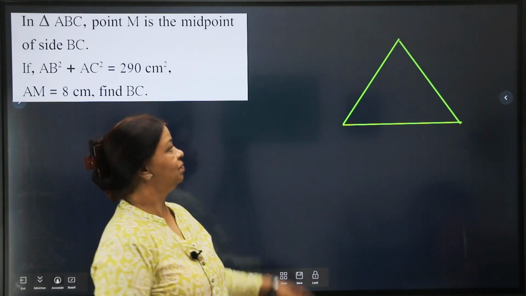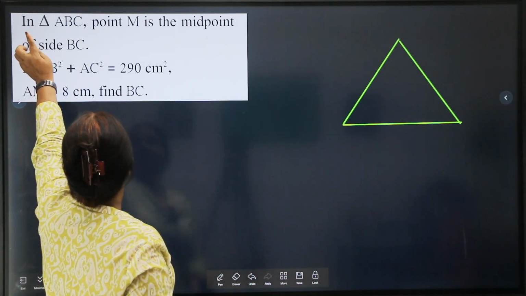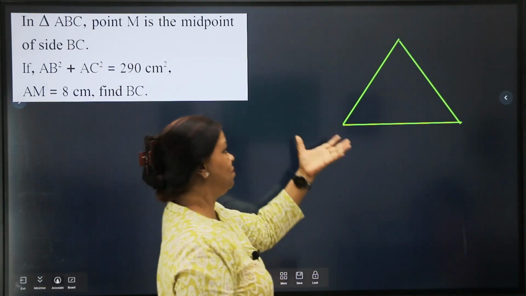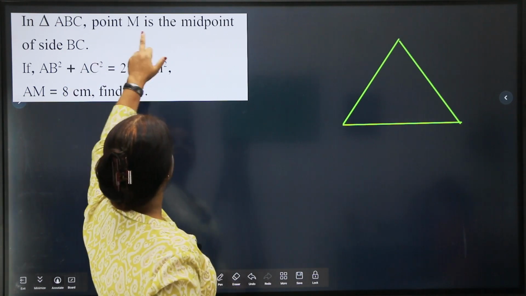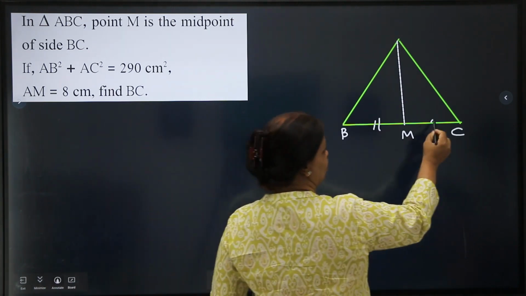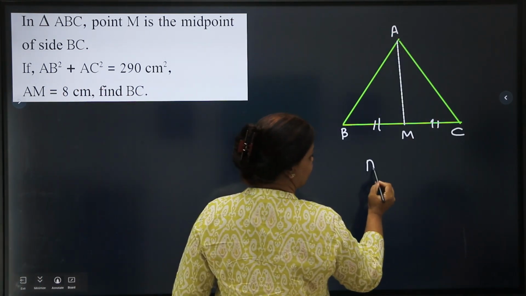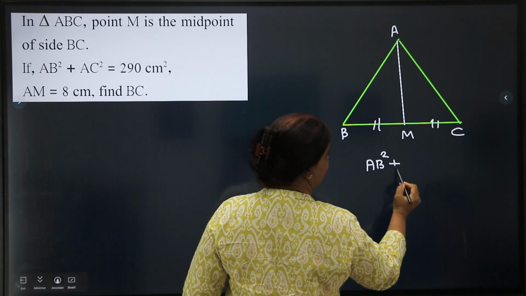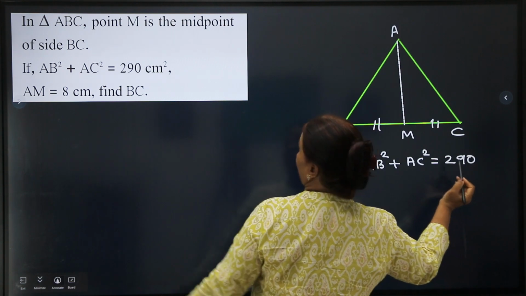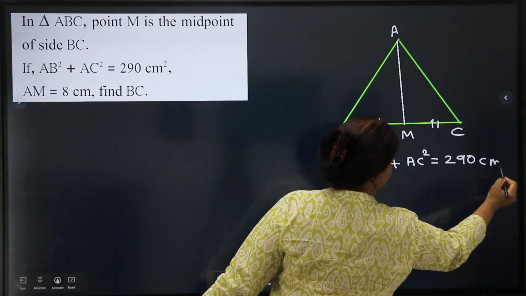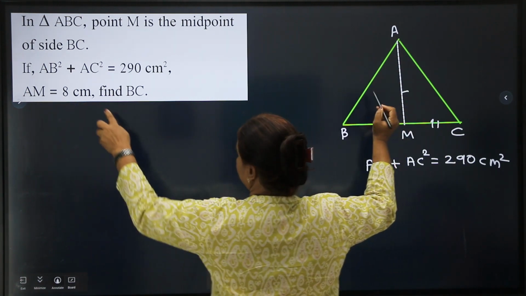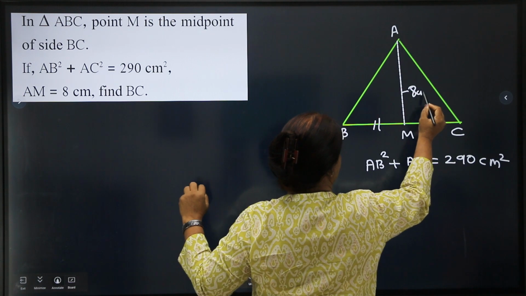Question number 4, children. You can see triangle ABC. One triangle I have drawn here. We will label it later on. First let me finish drawing. Triangle ABC, point M is the midpoint of side BC. It is given AB square plus AC square is equal to 290 centimeter square. AM is given, that is 8 centimeter.